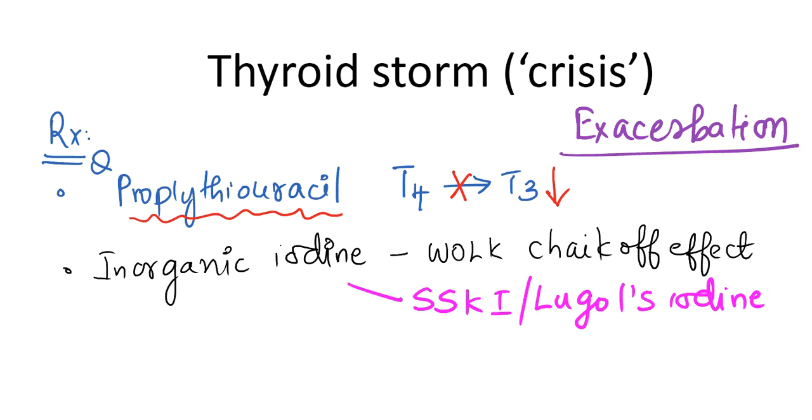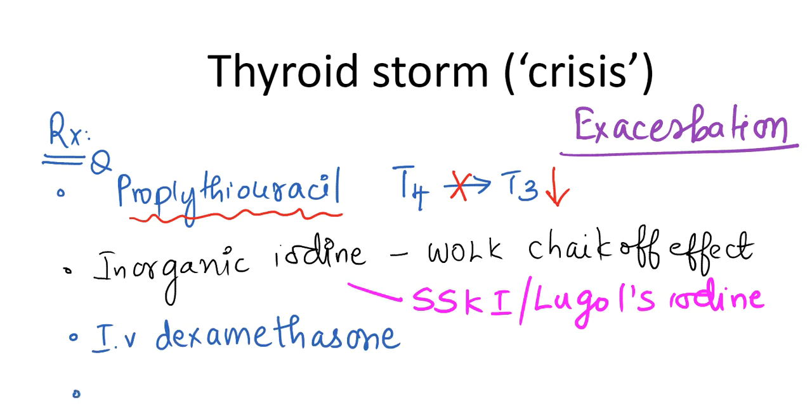Right. Now, these patients also have impaired adrenal reserve. Similar to myxedema coma, thyroid crisis is also associated with an adrenal insufficiency or impaired adrenal reserve. So here also you have to give IV dexamethasone.